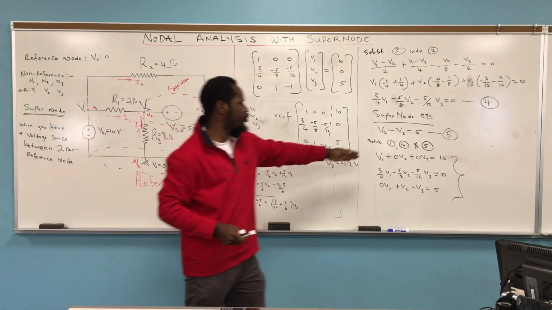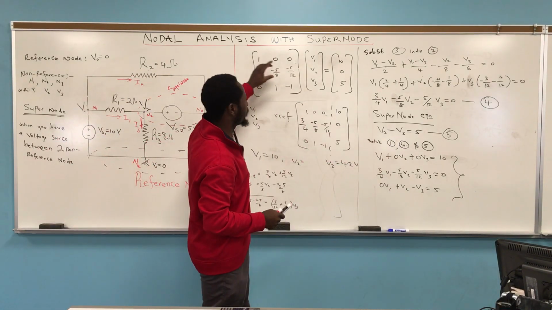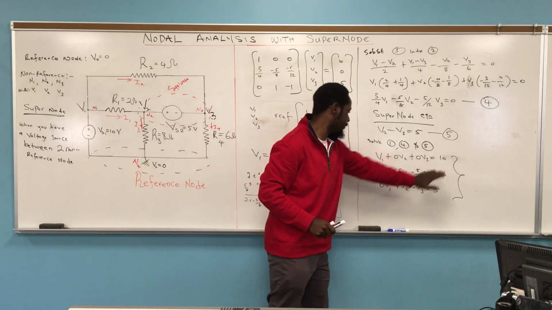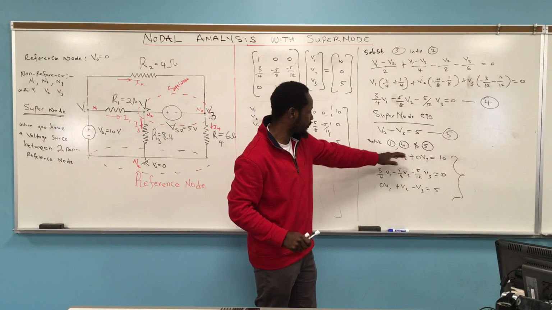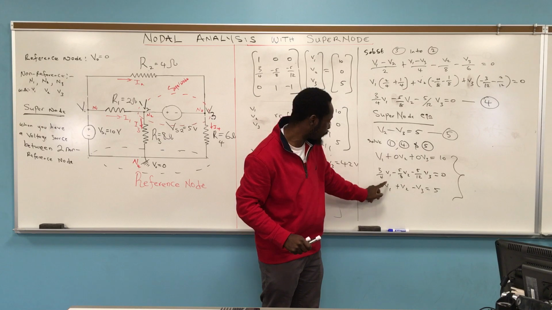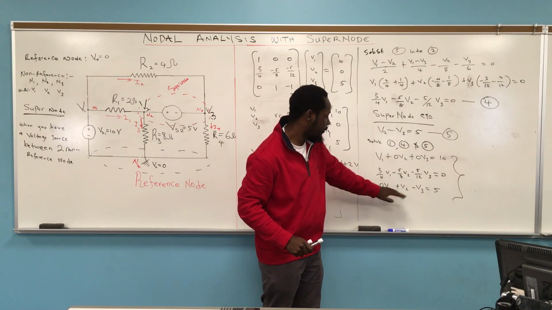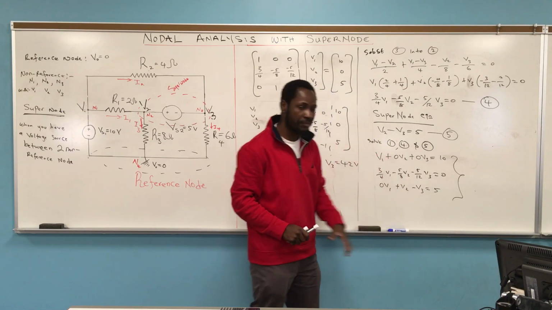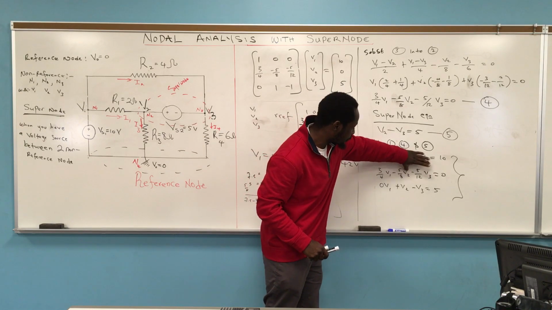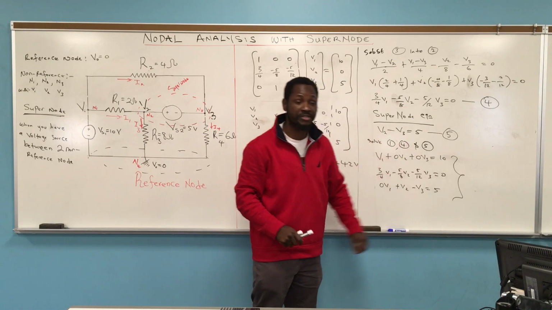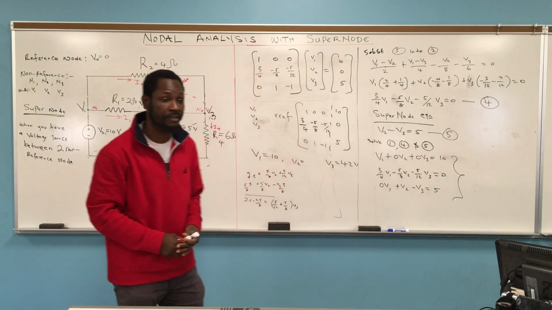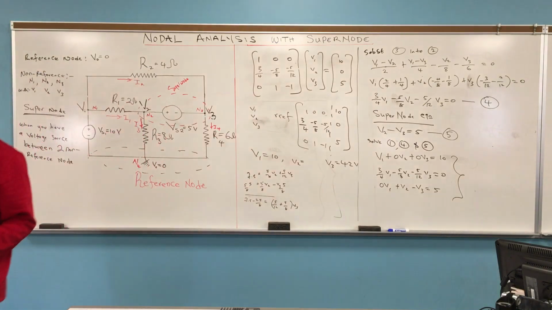Whichever way you choose to solve it is fine. We already have that V1 is 10. So you can just update the equation by substituting V1 equal to 10 here. Now you have two equations in terms of V2 and V3. And that makes it easy. Is that correct?